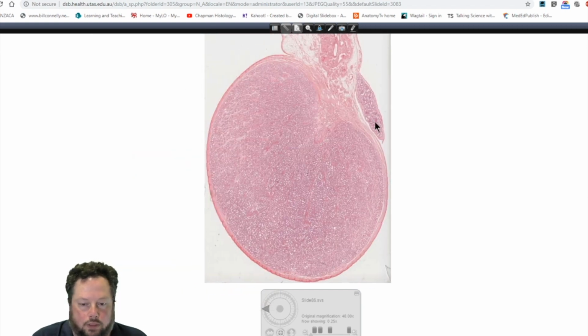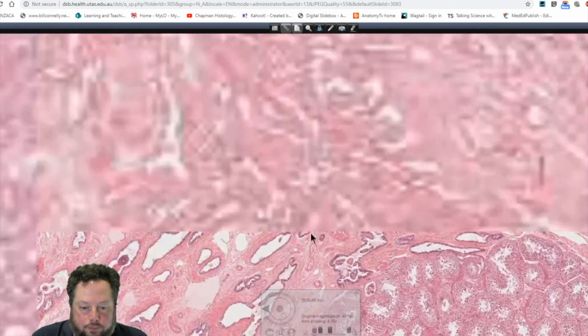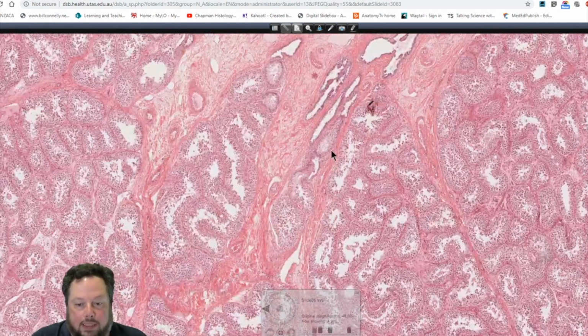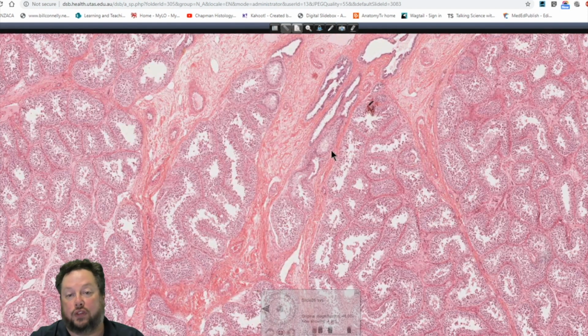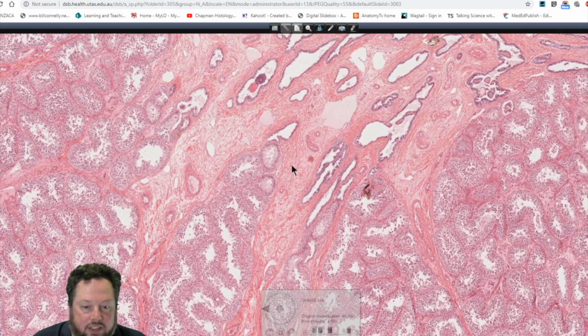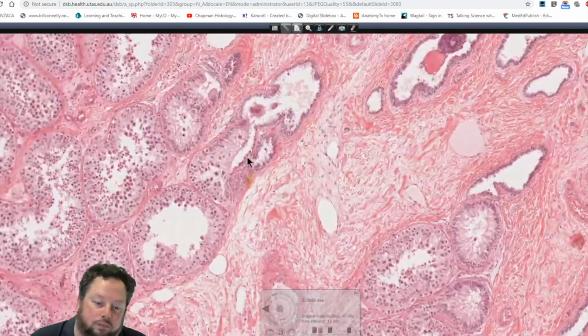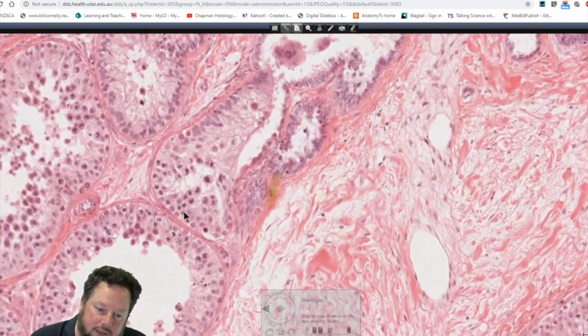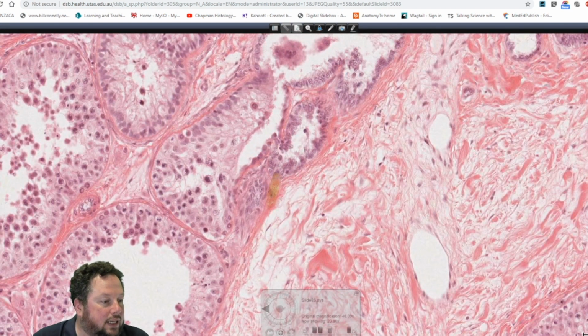All right. So we talked about the pathway from the seminiferous tubules to the straight tubules to the rete testis, and we can actually see some of that here. It's actually quite nice. So here we can actually see the seminiferous tubule epithelium.